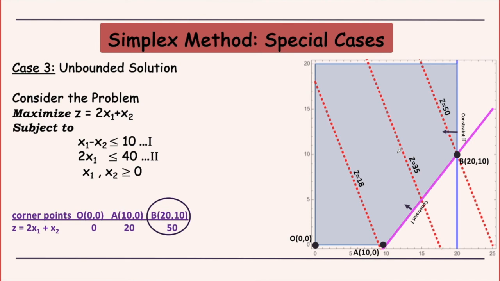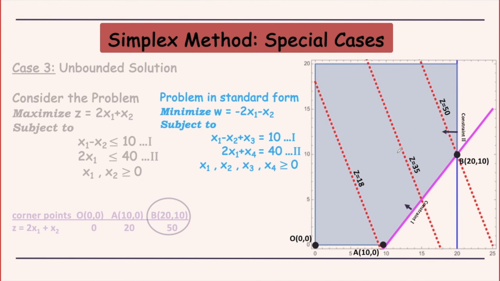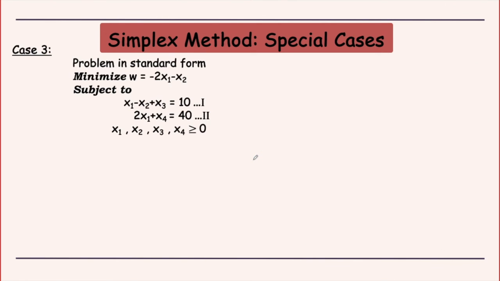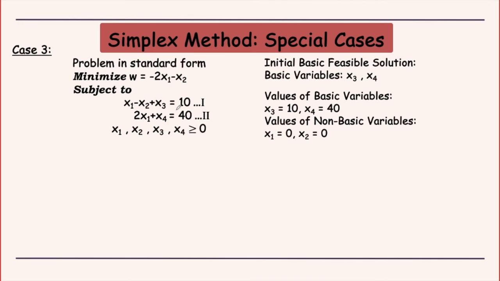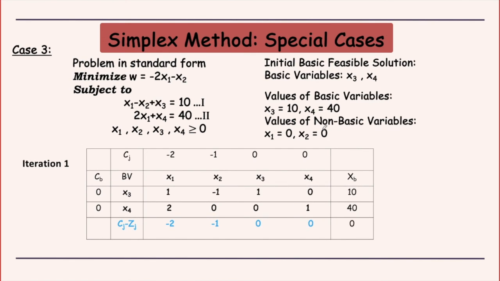Now how to see it using simplex? For simplex I again have to convert it to the canonical form or the standard form. So standard form is automatically giving me the canonical form also. I have attached x3 and x4 as the slack variables. So again my initial basic are x3 and x4, their values are 10 and 40, and non-basic are x1 and x2. This is the first table which is obtained from the constraint coefficients.